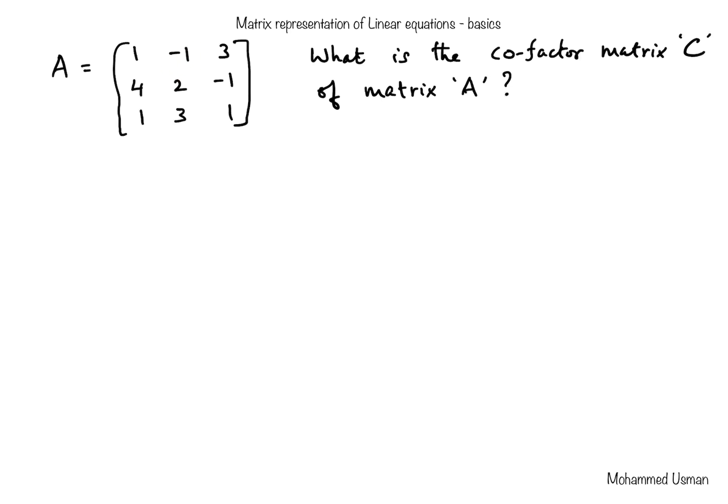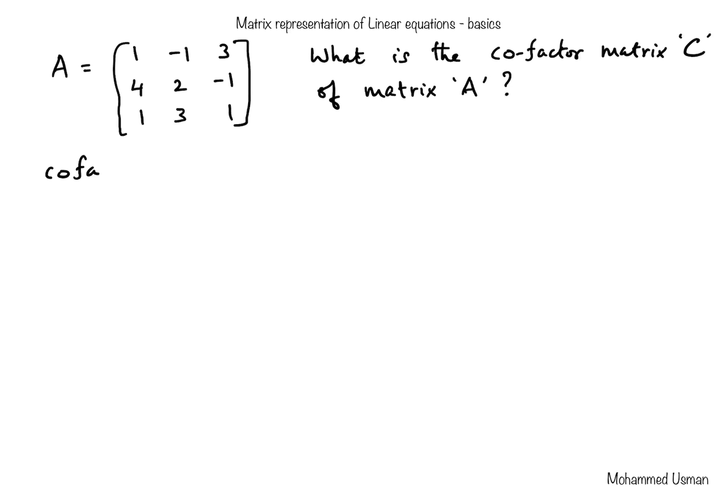So we'll have to find the cofactor of each of these elements of A, and then replace those elements with their respective cofactors. That would give us the cofactor matrix. So we have to compute the cofactor of each of these numbers one by one. So let's do that very quickly.